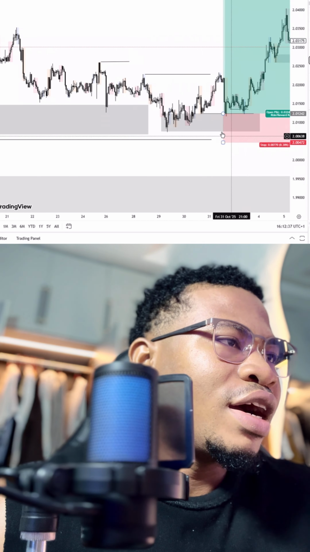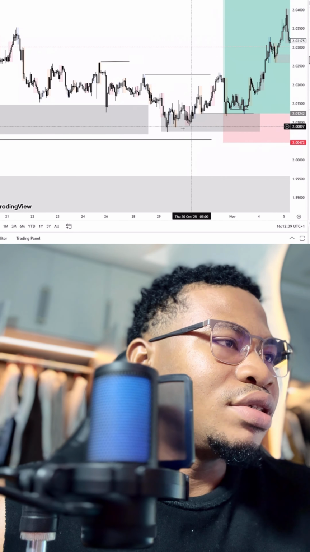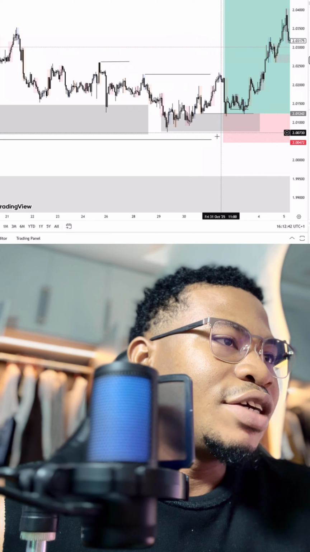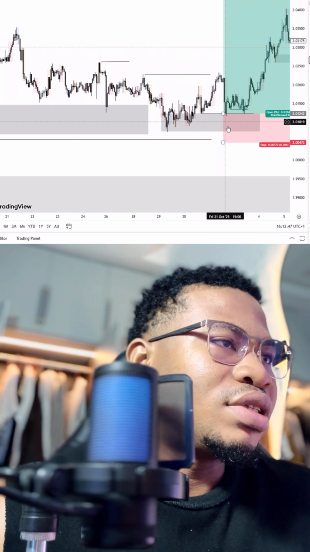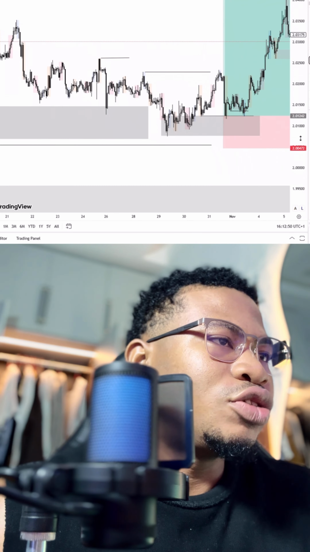So that was how I marked out this entire zone. That was the reason behind this POI. I marked out the entire zone for my entry. You can see my entry was right at this low, so that if market comes down to take out the liquidity, then my entry will be tagged.